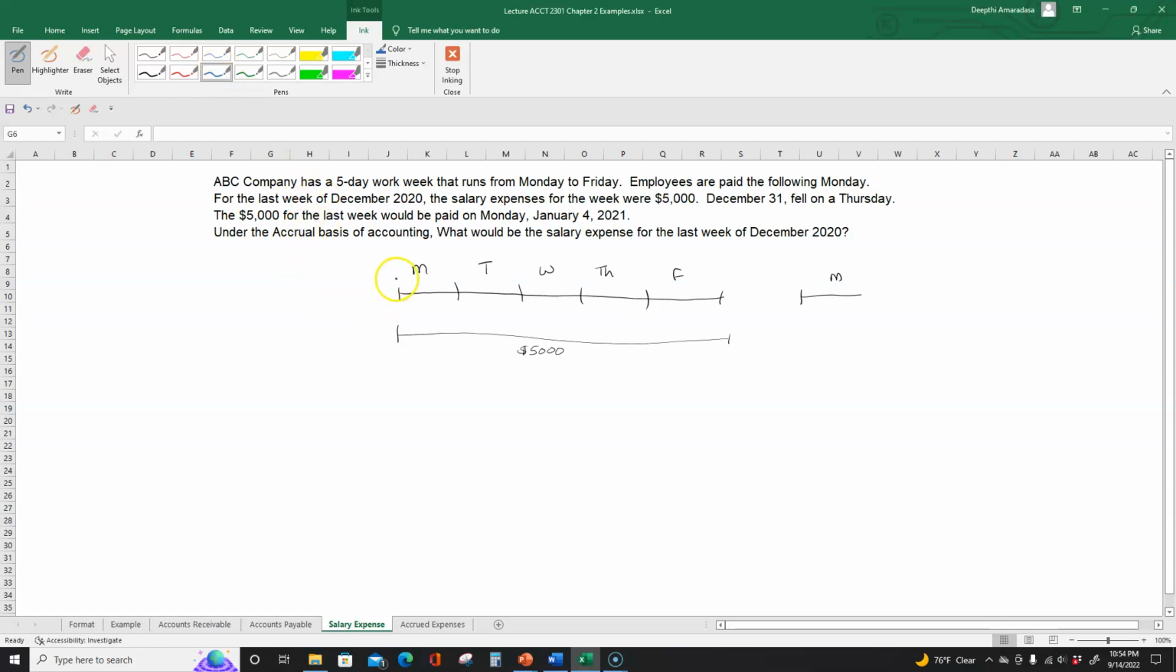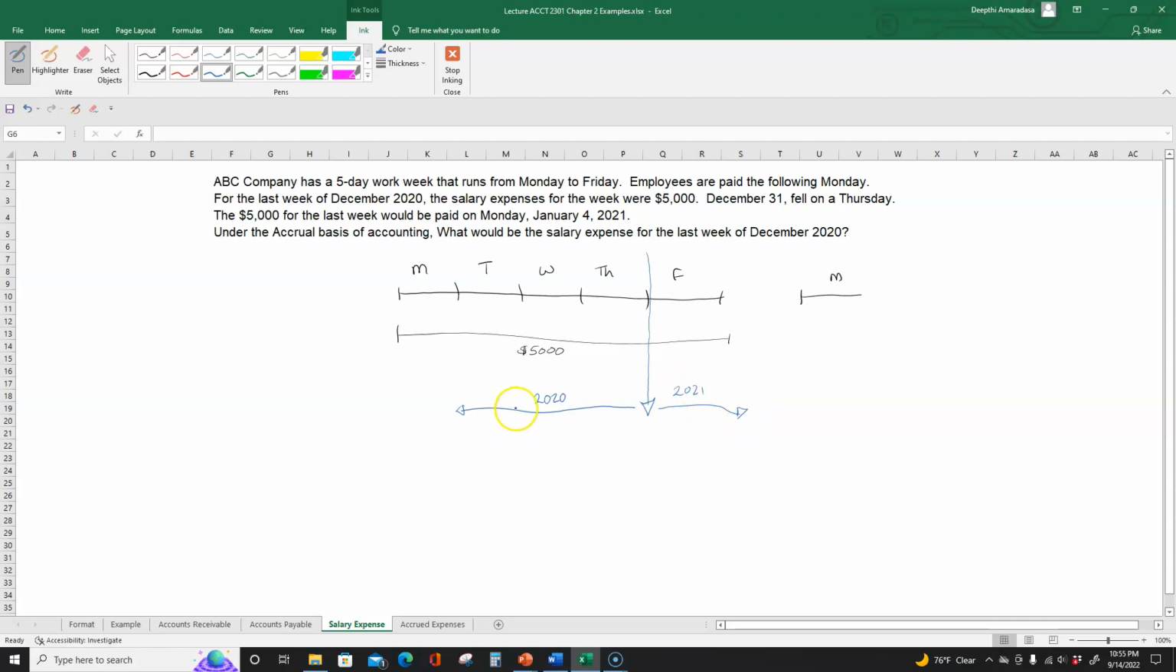So in this example, here is the work week, Monday through Friday. They get paid the following Monday. Payroll for the week is $5,000. Now we are looking at the last week of December 2020. And they told us that December 31st fell on a Thursday. So everything from Thursday on before fell into the accounting year 2020, and everything after Thursday is the accounting year 2021.